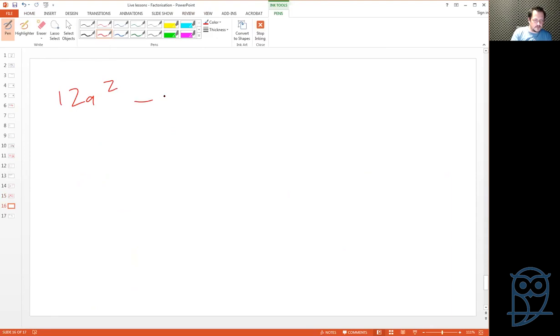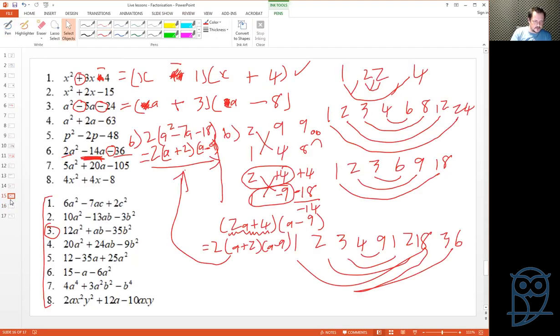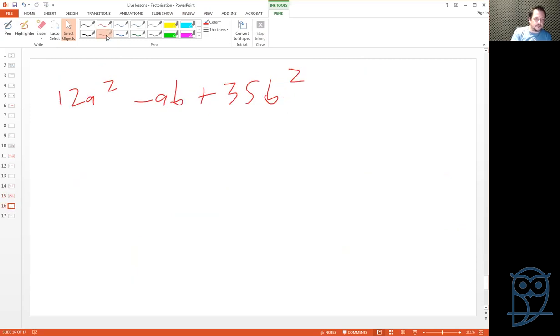12a squared minus ab plus 35b squared. I think that was right. Plus ab minus 35b squared. Now you have a look and you go, oh no! I now have variables in the front, in the middle, and in the back. What do I do?